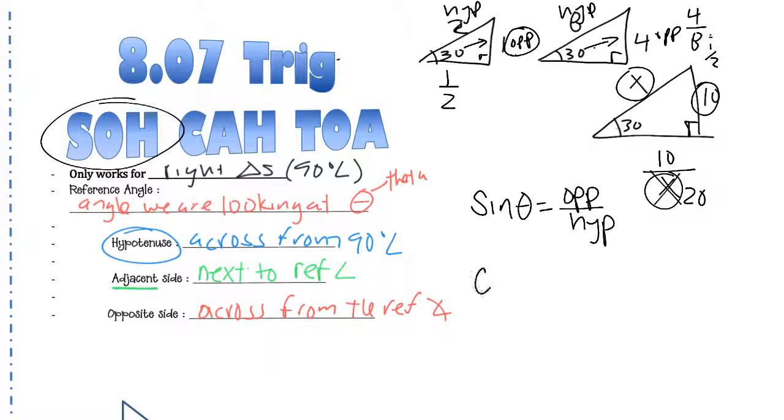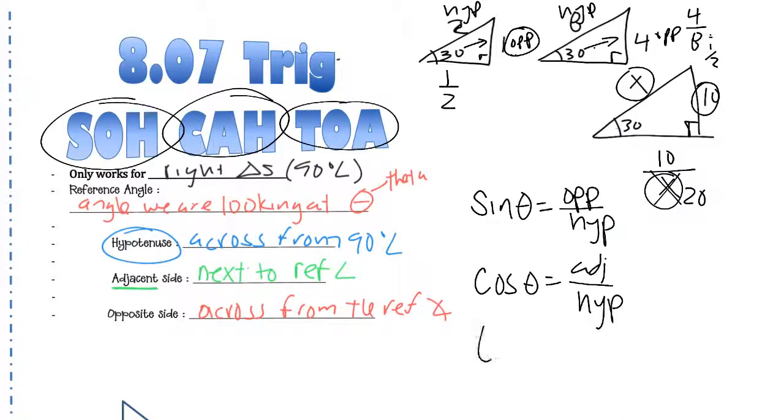The next part is cosine. If I look at an angle and I want to do the cosine, it just tells me to put the adjacent side on top of the hypotenuse. And the acronym for that is CAH. So it's SOH CAH TOA, and the last one is TOA. And TOA stands for tangent of some angle equals the opposite side over the adjacent.